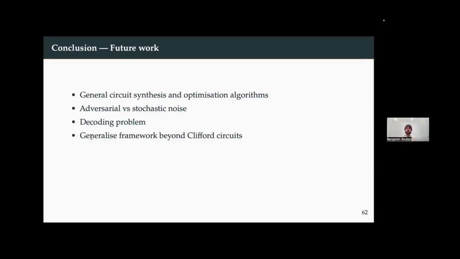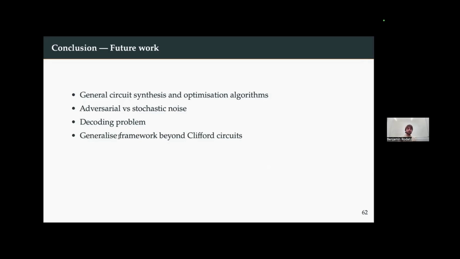Another question for future work is this decoding problem. If I start with a circuit that has an efficient decoder, can I preserve efficient decodability under my rewrites? Because I am changing the number of detecting regions, I am changing the decoding problem.